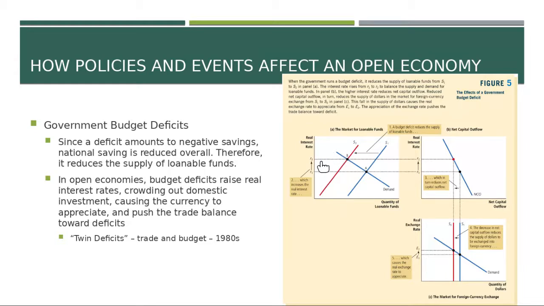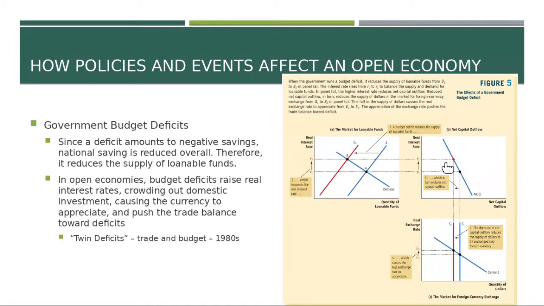But with this higher real interest rate, if we trace this over to our net capital outflow market, this higher real interest rate reduces net capital outflow. And remember, again, what happens here is that with a higher real interest rate, we are incentivizing foreign individuals to purchase domestic assets, and we are incentivizing domestic citizens to purchase less foreign assets.